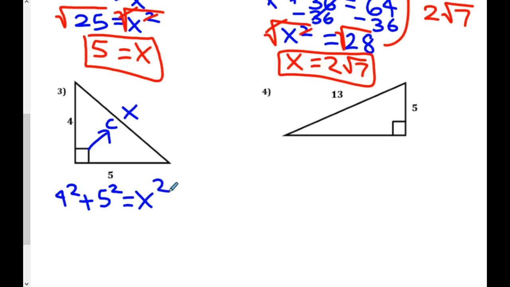All right, we can skip another step. What's 4 squared? 16. What's 5 squared? 25. Add those up, and you can type that in one step in your calculator, 4 squared plus 5 squared. But what is 16 plus 25?